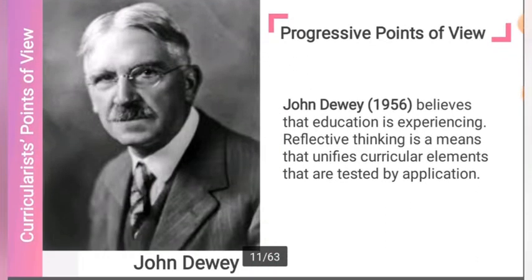One example who has a progressive point of view is John Dewey. Dewey believes that education is experiencing. Reflective thinking is a means that unifies curricular elements that are tested by application. So he argues that reflective thinking is important, and he views curriculum as the total learning experiences of the individual. He also believed that experience is the best teacher, because when you experience something, you will hardly forget it, right?